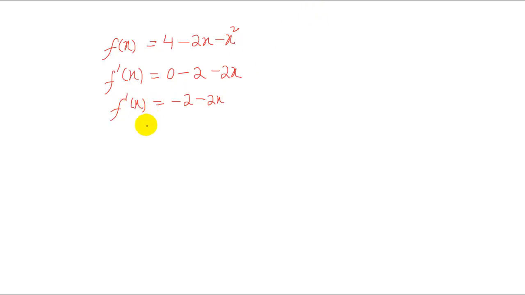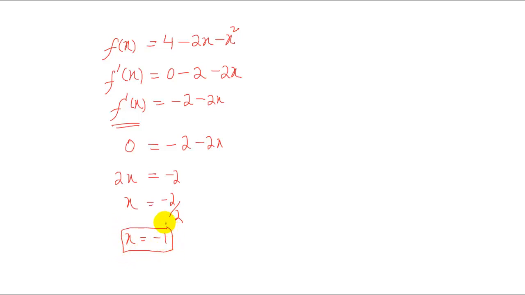To find the turning point I have to put this equal to 0. So it is minus 2 minus 2x equal to 0, and let me solve this. So 2x is equal to minus 2, x is equal to minus 2 over 2, so x is equal to minus 1. So this is the x coordinate of the turning point. Now we have found the turning point. Now let's check the nature of this turning point.